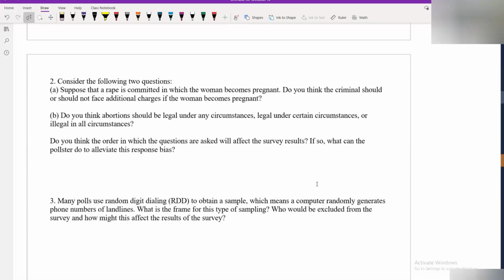So suppose that a rape is committed in which the woman becomes pregnant. Do you think the criminal should or should not face additional charges if the woman becomes pregnant? So that is the first question. And the second question is, do you think abortion should be legal under any circumstances, legal under certain circumstances, or legal in all? So here it's asking, do you think the order in which the questions are asked will affect the survey results?